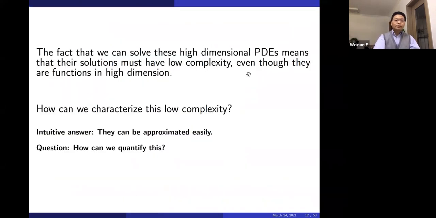Okay, so the fact that we can solve these high dimensional PDEs, I showed how to solve 100 dimensional PDEs, but you can solve 1,000 dimensional PDEs also. The fact that we can do this means that the solutions of these PDEs have low complexity in some sense, even though they're functions in high dimension. The question is, how do we characterize this low complexity? Well, the intuitive answer is that they can be approximated easily. Again, the question is how to quantify this.